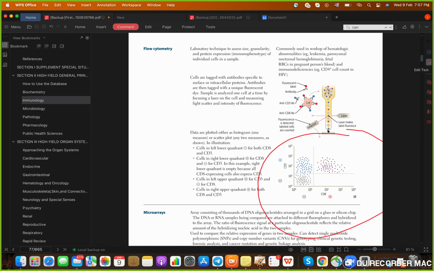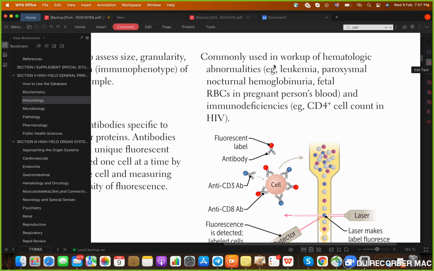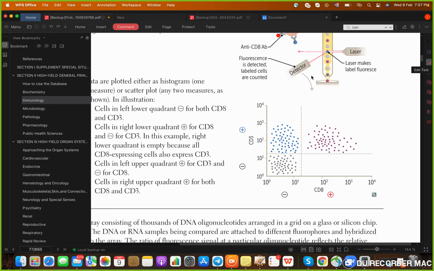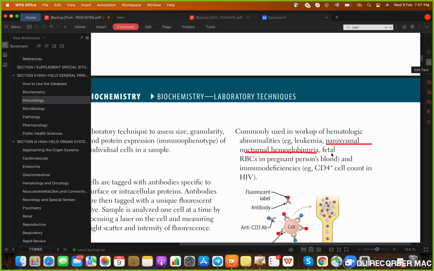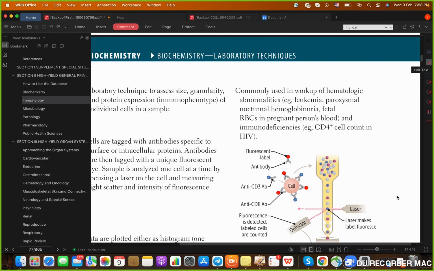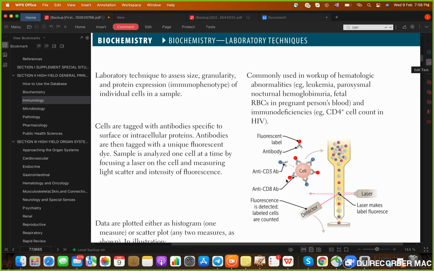So yeah, you must be able to look at this and be able to diagnose it. It is commonly used for hematological abnormalities such as leukemia. Paroxysmal nocturnal hemoglobinuria, because it can help us check for the GPI anchor, the PIG-A gene and the CD55 and 59 type of thing, right? Because it helps us detect these, it makes our job easier for diagnosing paroxysmal nocturnal hemoglobinuria, a pathology that we are going to speak about in hematology.